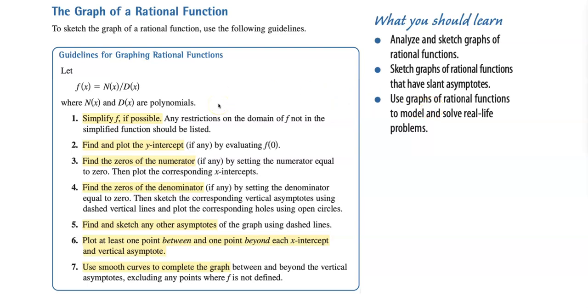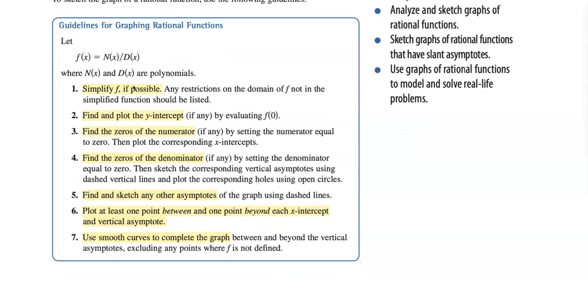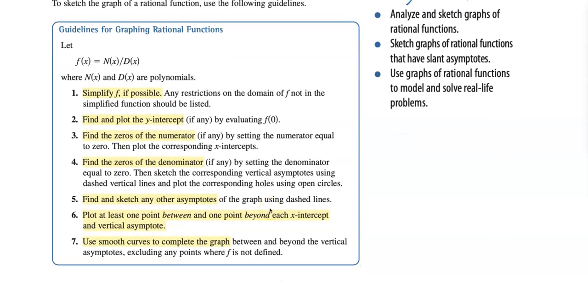So we talked about rational functions last lesson, right? A rational function is just two polynomials on top of each other, like this. So f(x) equals n(x) over d(x). Now, how do we graph it? This is all fancy mumbo jumbo. I'm going to tell you right now.